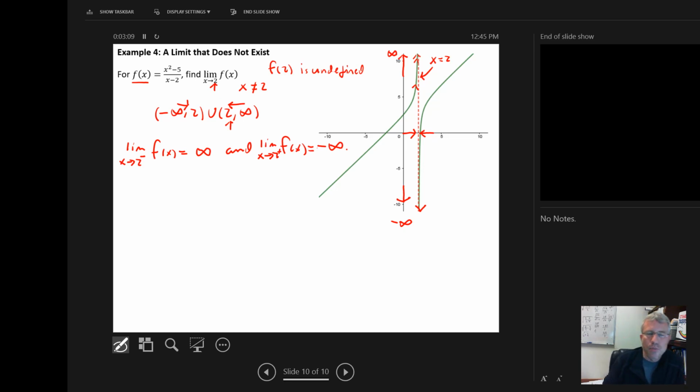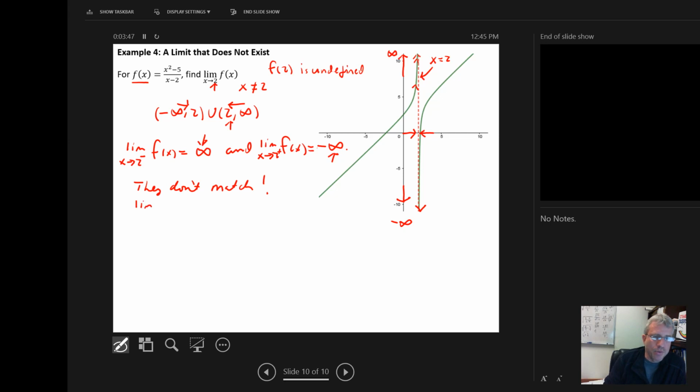So in this case, we have two issues going on. One, the left-sided limit and the right-sided limit are different. The left-sided limit is infinity. The right-sided limit is negative infinity. So the one issue is they don't match. But we have even more of an issue in that the limit doesn't exist because infinity and negative infinity are not numbers. They are not real numbers. So for the limit to exist, the two one-sided limits both have to be equal to real numbers.